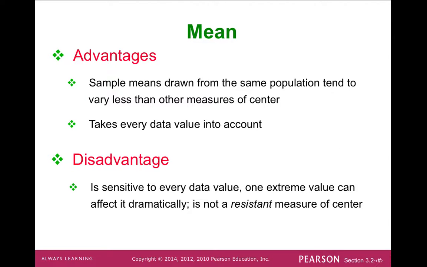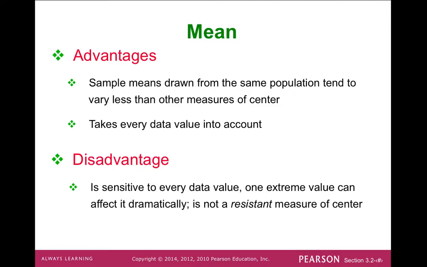Okay, so what are the advantages of a mean? The sample means drawn from the same population tend to vary less than other measures of center. So what that means is that if you were to take, say, a large population and you had multiple sample sets from that, and you were to calculate means, you would find that there is very little variation between the means, regardless of which sample you took the mean from. And one of the reasons for that is it takes every data value into account. Each one gets added into the equation, and so each one is represented in a way.